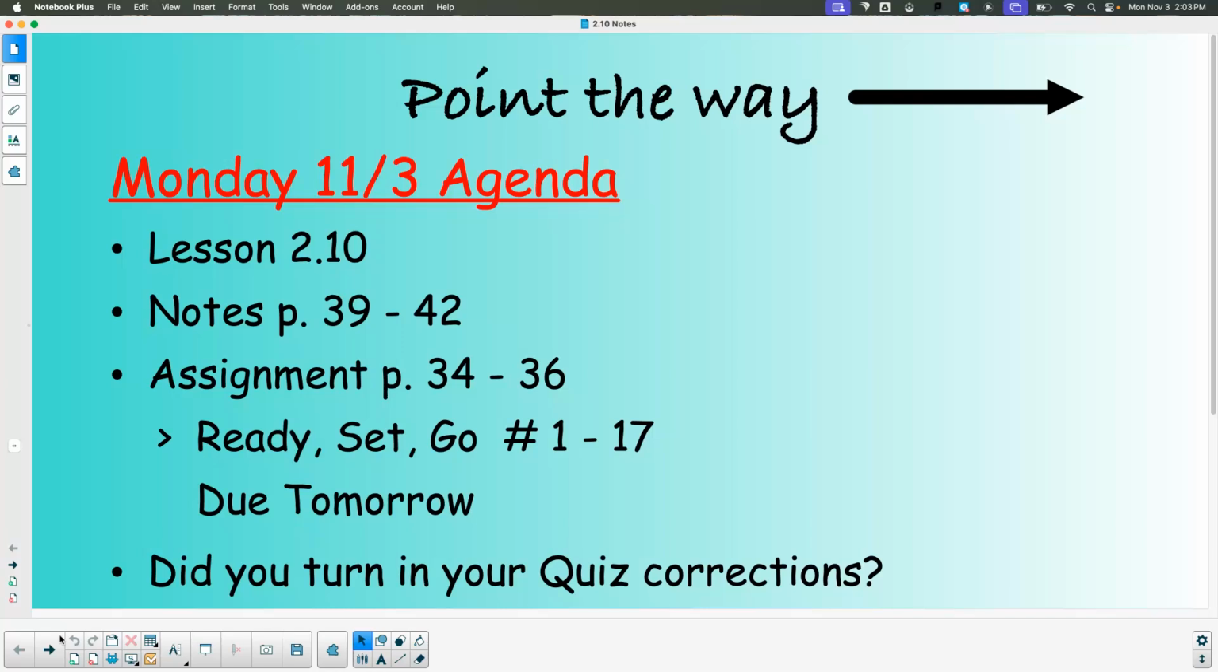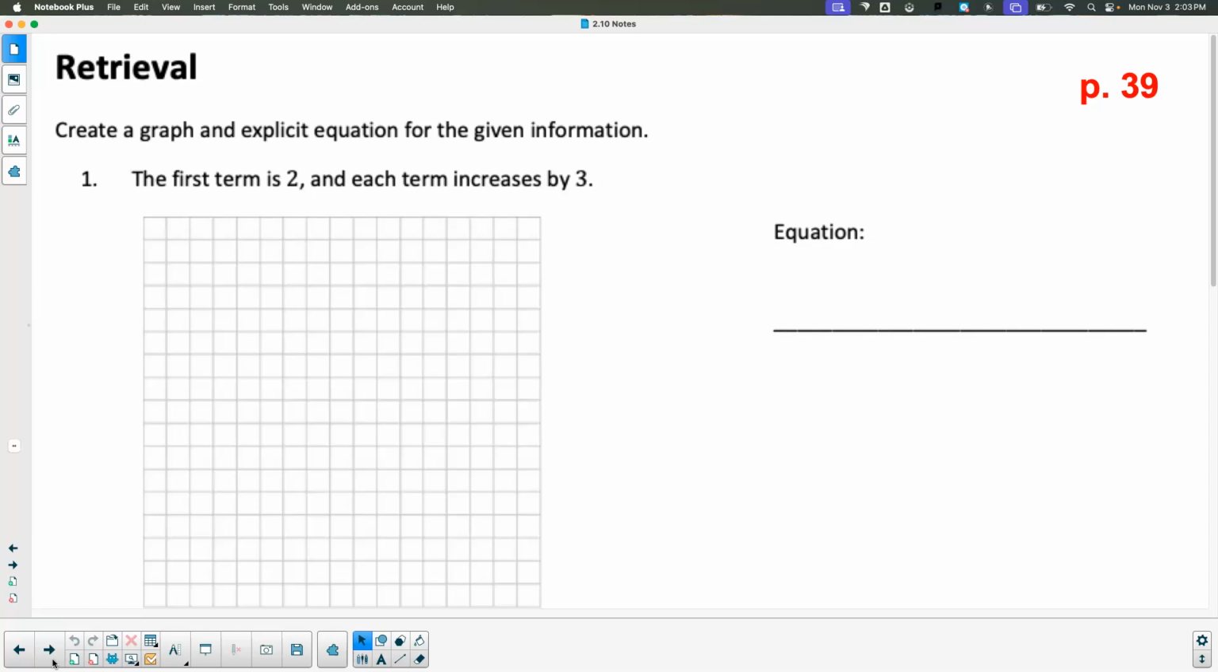Okay? So we're going to start in your white note packets on page 39. Before you leave today, if you didn't turn in Friday's worksheet that I gave as homework, make sure you get that turned in today. I want you to create a graph and an explicit equation in number 1 and number 2. If you need to make yourself a table, go ahead. Then in number 3 and 4, I want you just to simplify those down. Questions, comments, concerns? Let's do it.